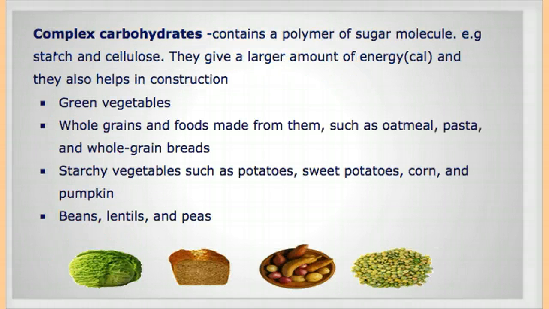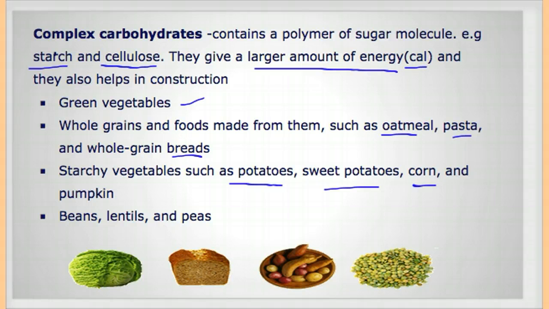Now, complex sugar, they are long polymers of sugar molecules, and examples are starch and cellulose, and they give larger amount of energy. Now, energy is measured in calories, and I'll use CAL for that. And they're found in green vegetables. They're found in whole grain food such as oatmeal and pasta, or bread that is made with whole grains, and starchy foods such as potatoes, sweet potato, corn, pumpkin, beans, lentils, and peas.